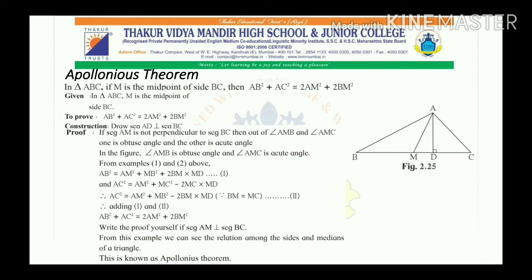And on the right hand side, if we are using triangle ADC by Pythagoras theorem, we will get AC square is equal to AD square plus DC square, and DC is the subtracted part of MC with MD. So you will get DC as MC minus MD. So by expansion you will get AD square plus DC square plus MD square plus 2MD MC.